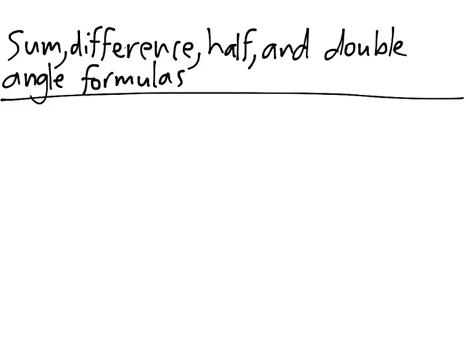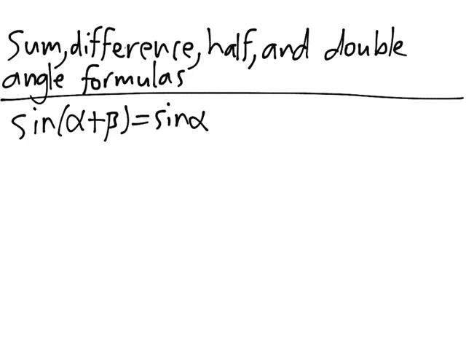I'm going to be talking about the sum, difference, half, and double angle formulas. The sum and difference formulas tell us what happens when we take either the sine or cosine of the sum or difference of two angles. For example, sine of alpha plus beta is equal to sine of alpha times cosine of beta plus cosine of alpha times sine of beta.